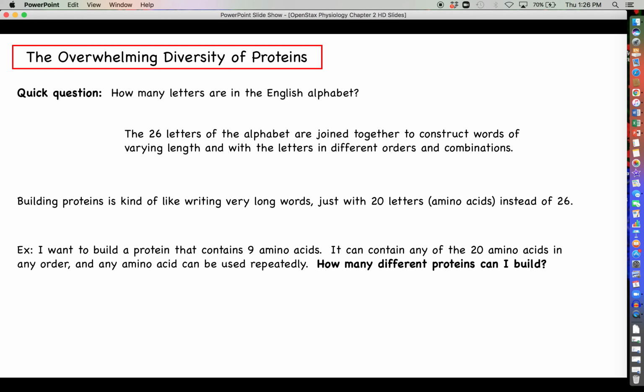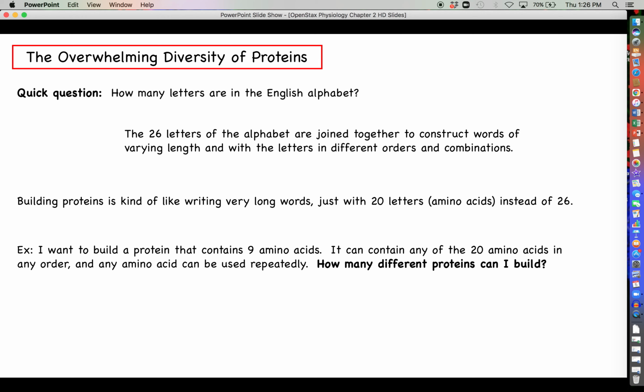There are really no restrictions here. It can contain any of the 20 amino acids in any order. Any amino acid can be used repeatedly, so this could literally just be 9 alanines stuck together or 9 glycines stuck together, or we can omit any of the amino acids, and we're obviously going to have to if we only have 9 amino acids. There's no restrictions here. I can put any of the 20 amino acids together in any combination I want. The question is, how many different kinds of proteins can I build with that lack of restrictions?